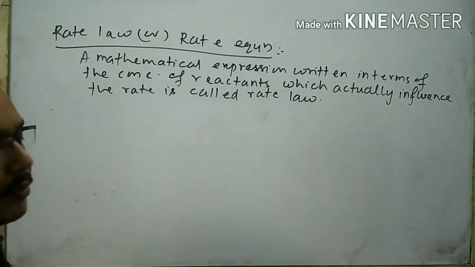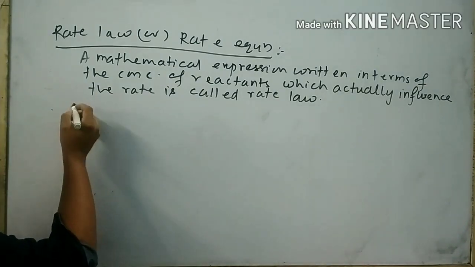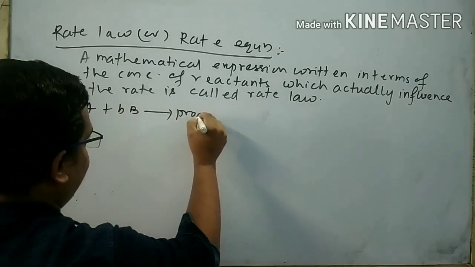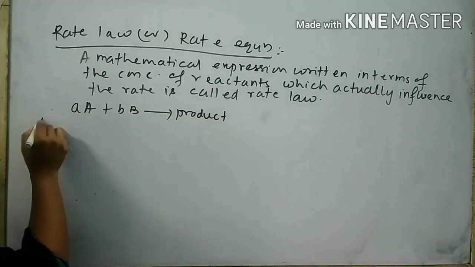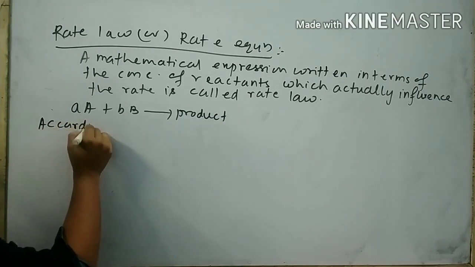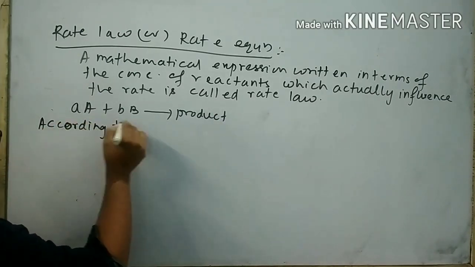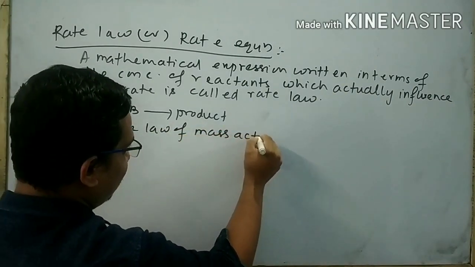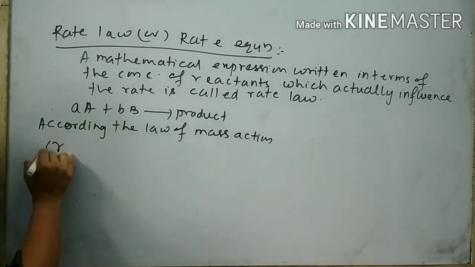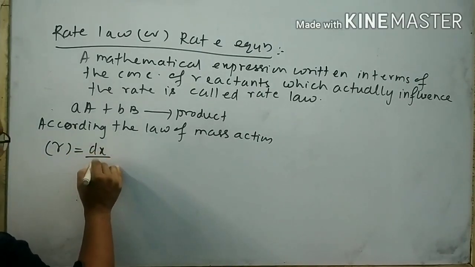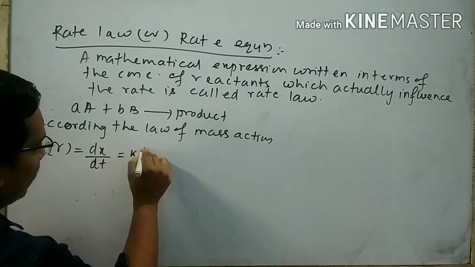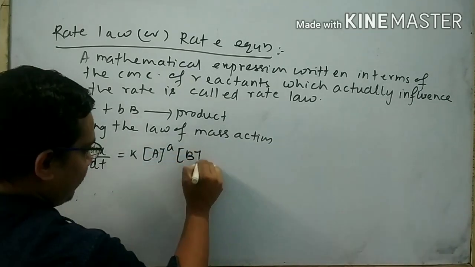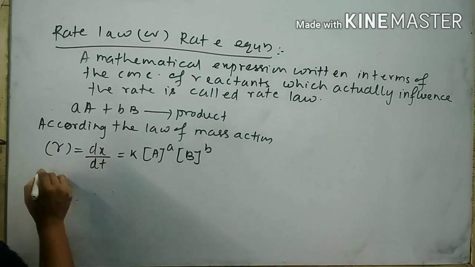For better understanding of the rate law, suppose I take a general example: aA + bB gives a product. According to the law of mass action, the rate R equal to dx by dt is equal to K into concentration of A power a into concentration of B power b.